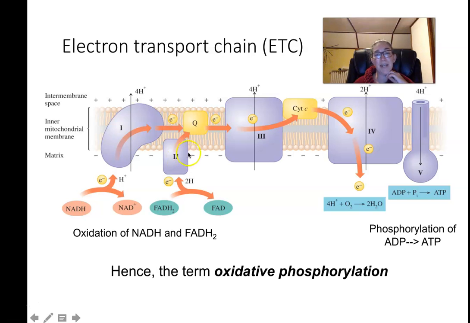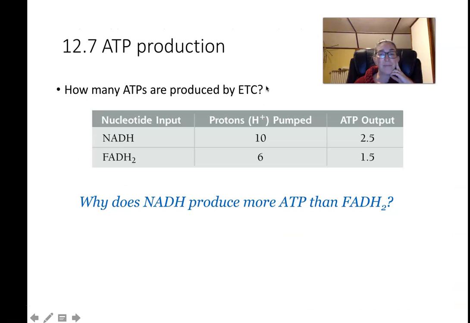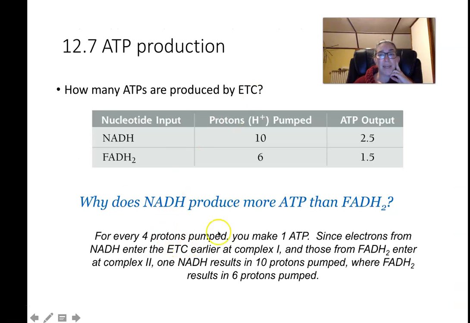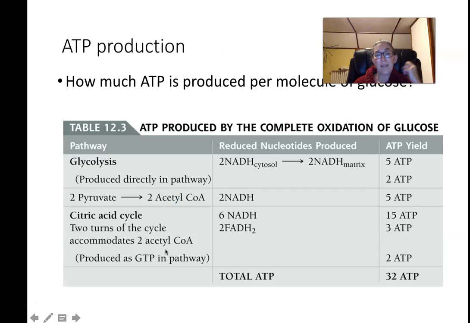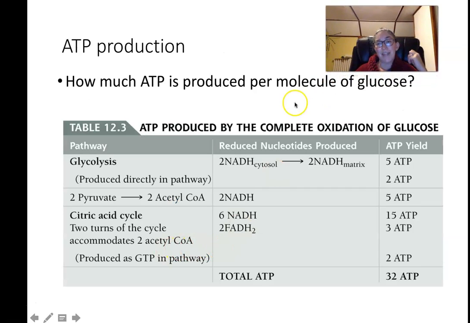I think I misstated earlier in the lecture. I said complex 3, but they drop them off at complex 2. All right, and so they miss complex 1. They don't get to fuel the pumping here. So that's why NADH results in more protons being pumped than FADH2. So anyway, if we count how many ATPs are made for each NADH and for each FADH2, then we can do a much better tally of ATPs.